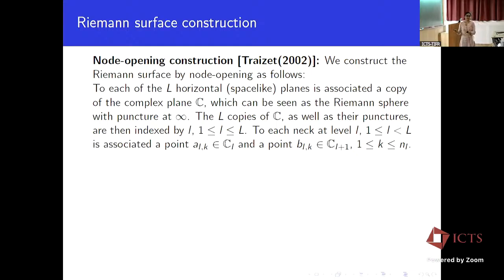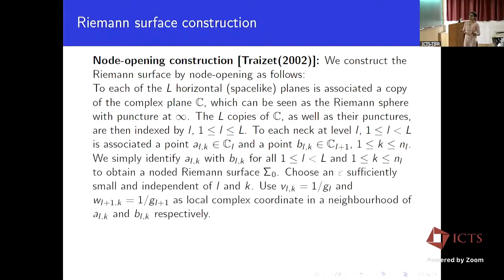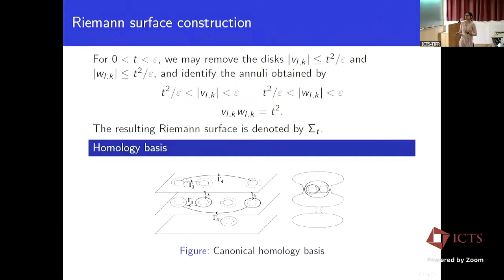To construct this family, we use the Weierstrass-Enneper representation. For that, first we need a Riemann surface. So how do we construct it? To each of the L horizontal space-like planes, we associate a copy of the complex plane, which we can see as the Riemann sphere minus infinity. Let us go to the picture. Suppose these are the complex plane copies, and to each complex plane, we associate a point ALK, and corresponding to ALK, we associate a point BLK in the next copy of the complex plane.